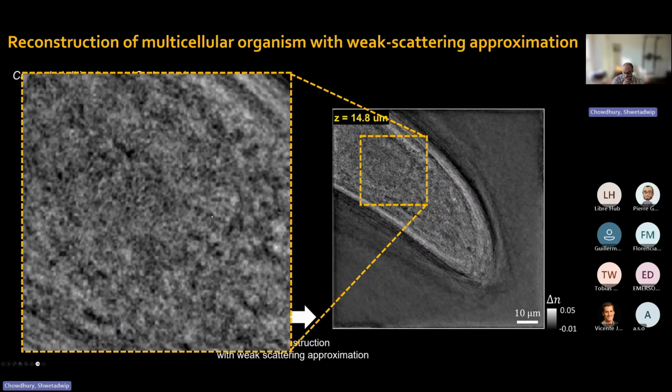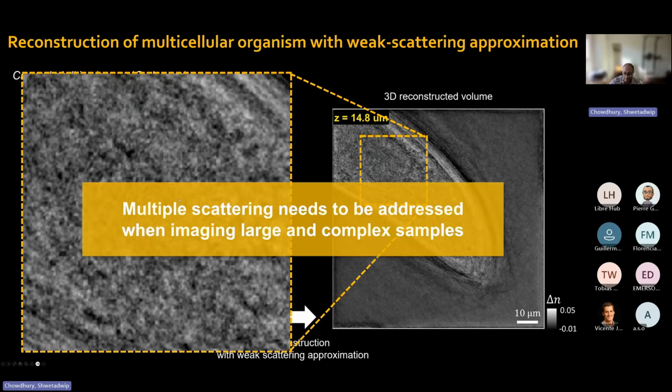And so the reason that this happens is because the weak scattering approximation that is required to be fulfilled for the previous algorithm to work is not being maintained here, right? And so then you basically lose visibility of all of your internal features. And the message here is that if you want to image larger and more complex samples, you need to account for multiple scattering, right? And this is the theme of everything that we do now.